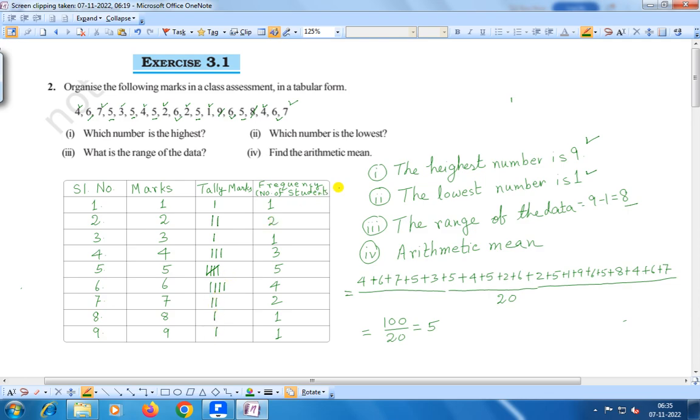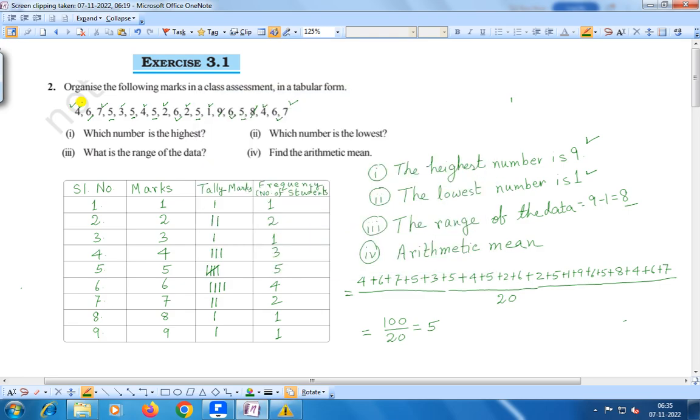Now we find the arithmetic mean. Arithmetic mean is the sum of all the numbers divided by the number of observations, right? Here if you sum, that is 4 plus 6 plus 7 plus 5 plus 3 plus 5 plus 4 plus 5 plus 2 plus 6 plus 2 plus 5 plus 1 plus 9 plus 6 plus 5 plus 8 plus 4 plus 6 plus 7, divided by how many numbers are given?